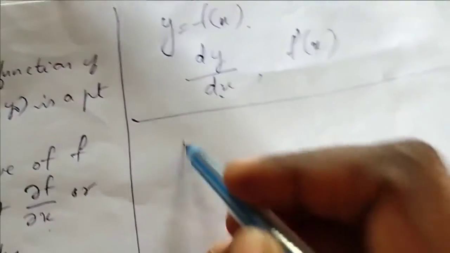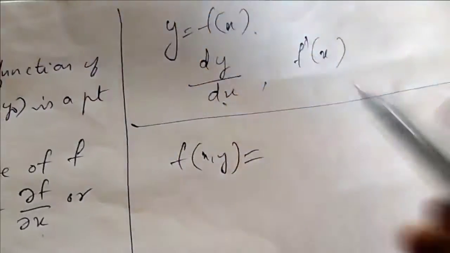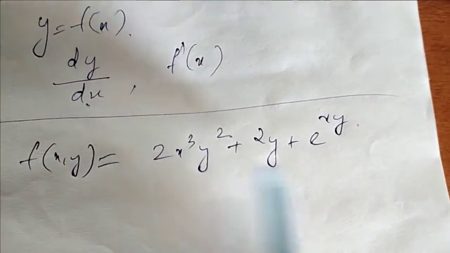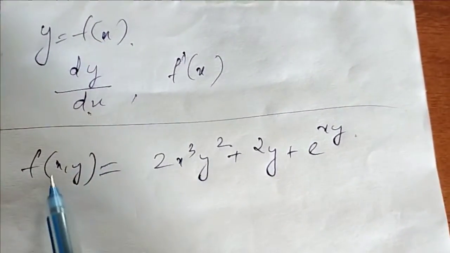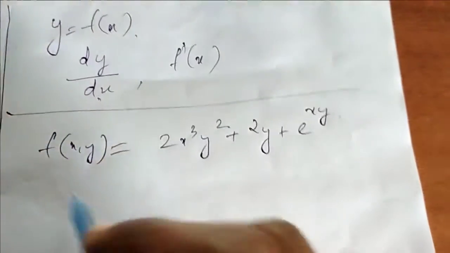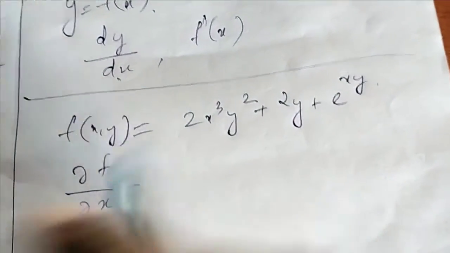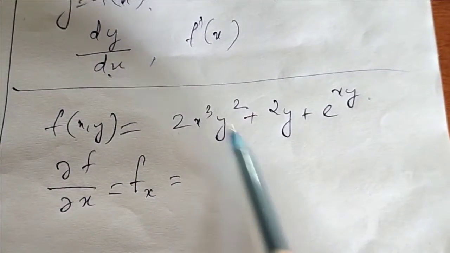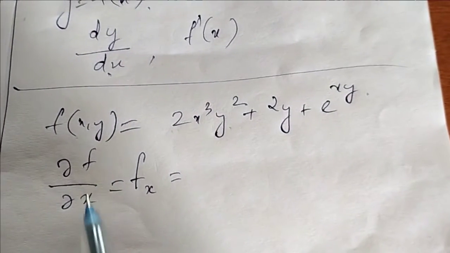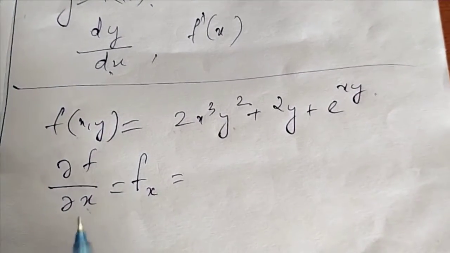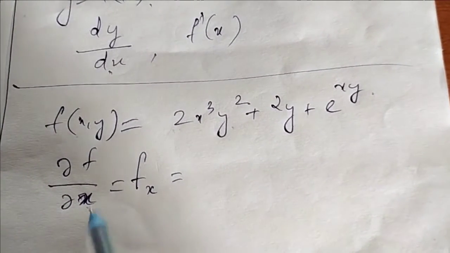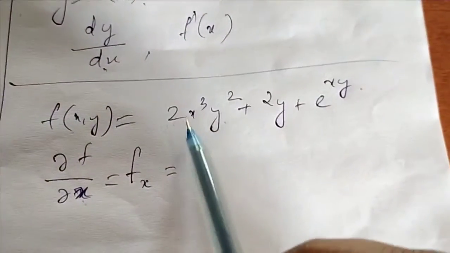For example, if f of xy is 2x cube y square plus 2y plus e raised to xy. So here the variables are x and y, the independent variables, and the function of xy is like this. And what is the derivative with respect to x? Dou f by dou x, or we can write fx. What's the derivative of 2x cube y square? In the partial derivative of f with respect to x, x is the variable, y will not change. y is treated as a constant. With respect to x means all variables other than x are kept as constants. So here 2x cube y square.